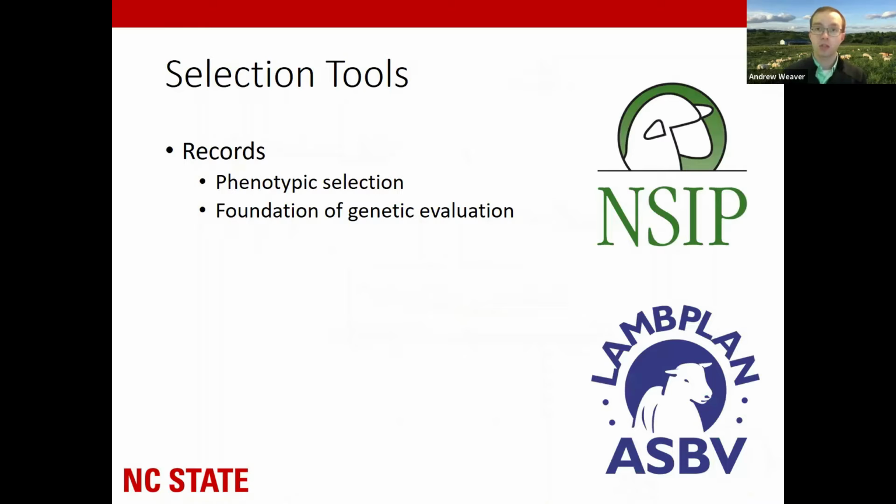So what selection tools do we have available for our production systems? We have records, and records are the first place to start. They're the fundamental foundation of genetic evaluation. We have to have records before we can do anything. And records allow us to establish benchmarks for moving forward.